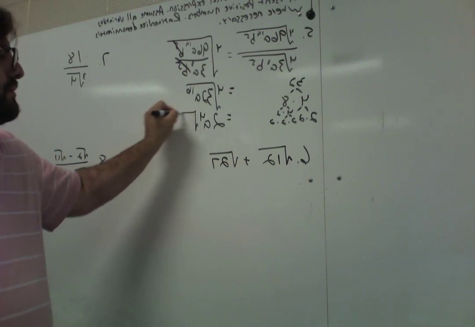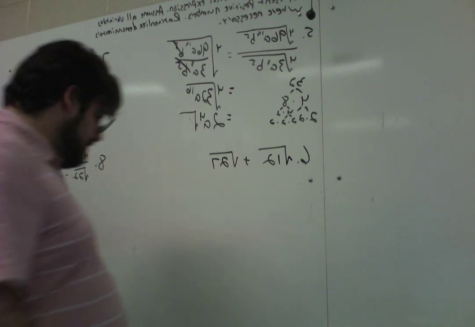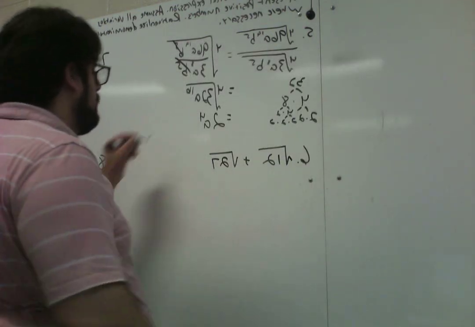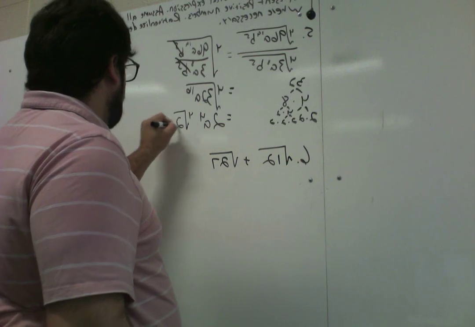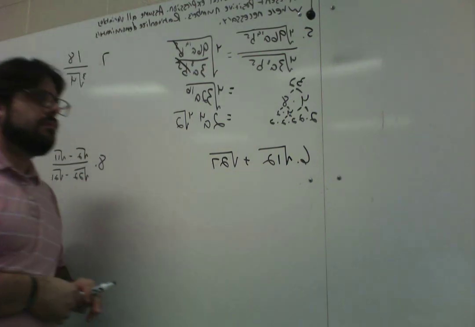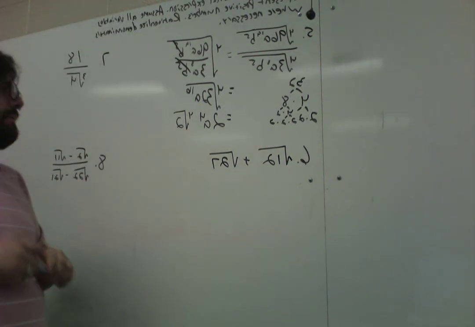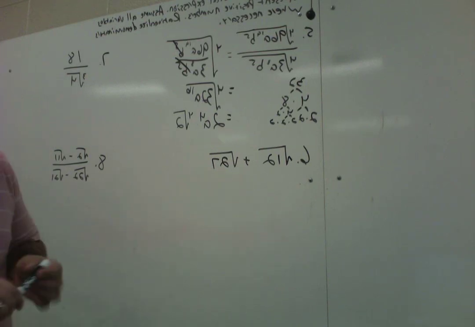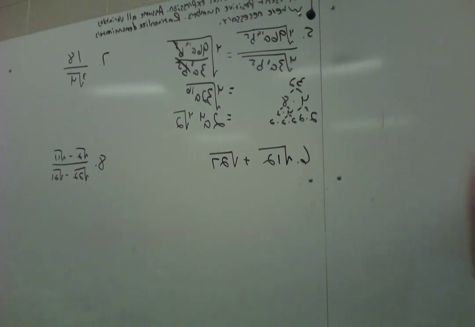A to the 4th, square root of, I'm sorry, not square root. 2 a to the 4th times the 4th root of 2. Okay? That's it.